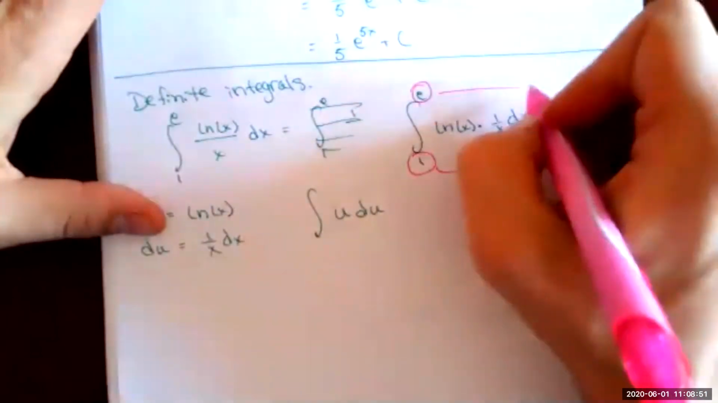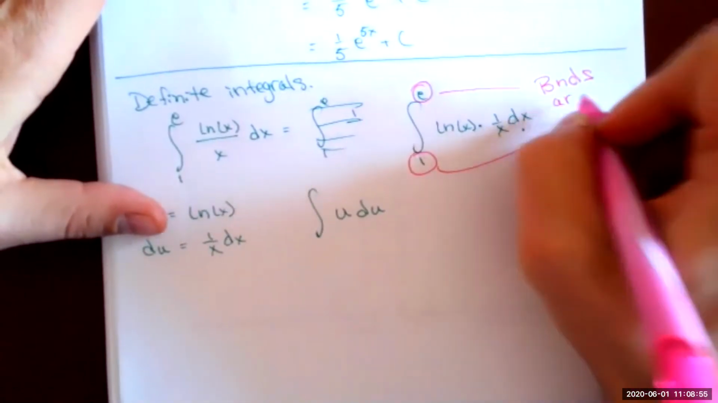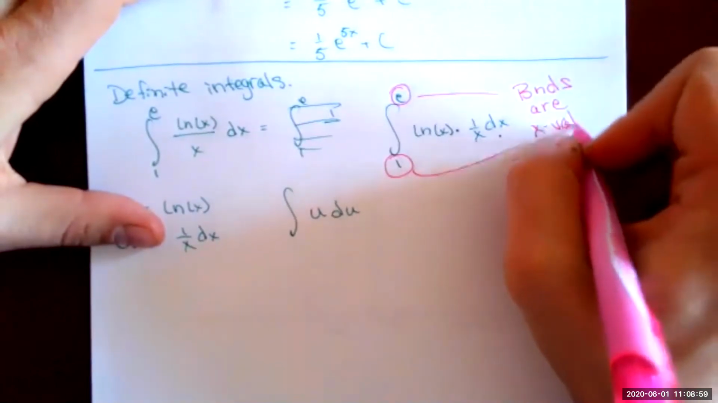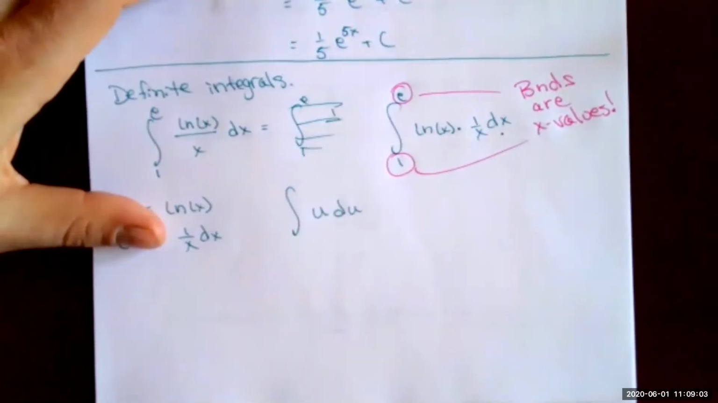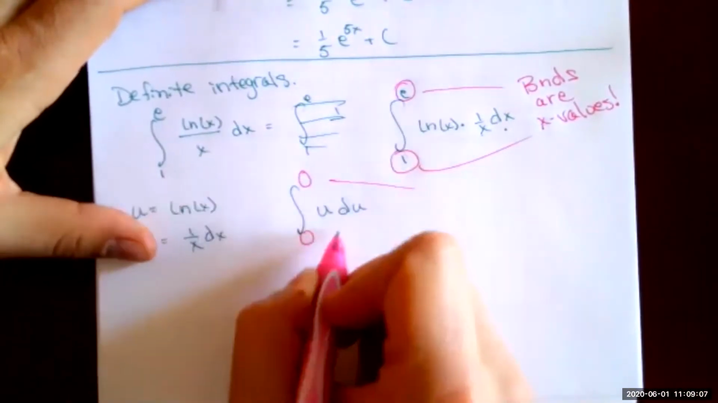These two bounds are x values. So we need to change them.